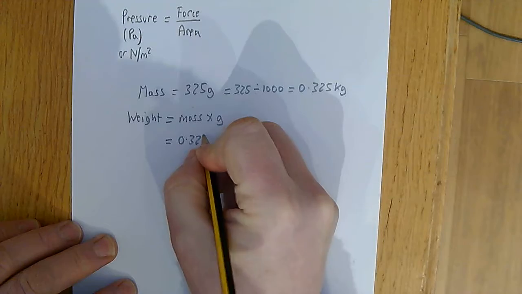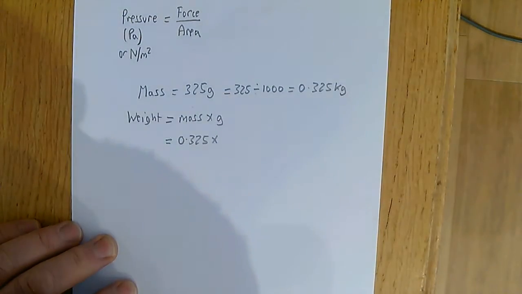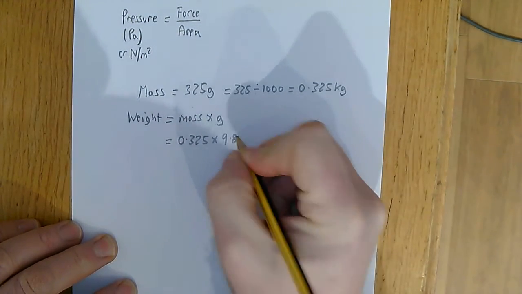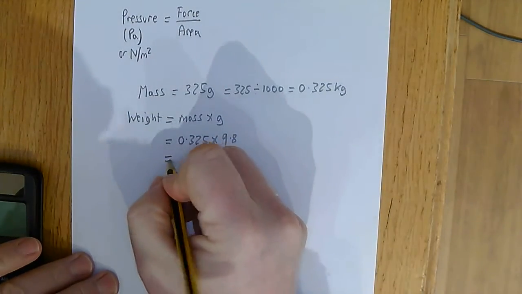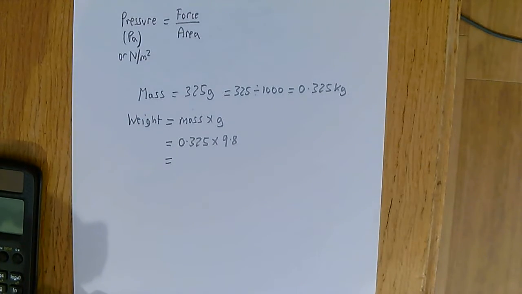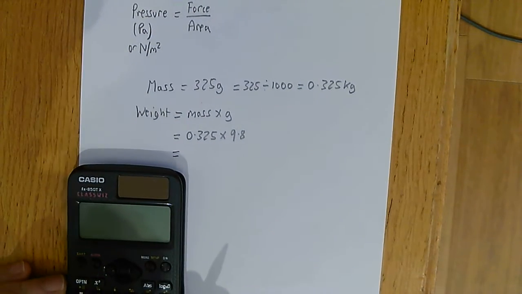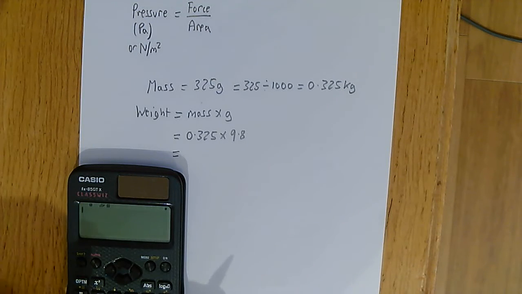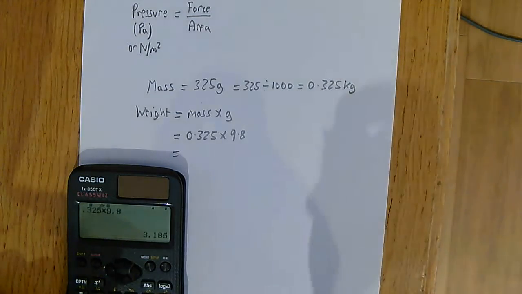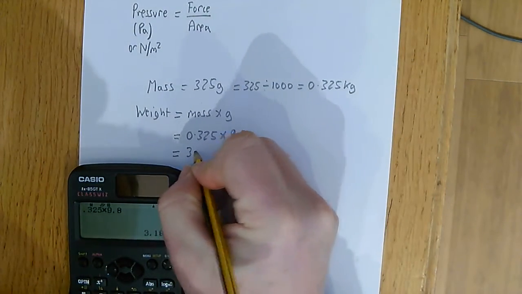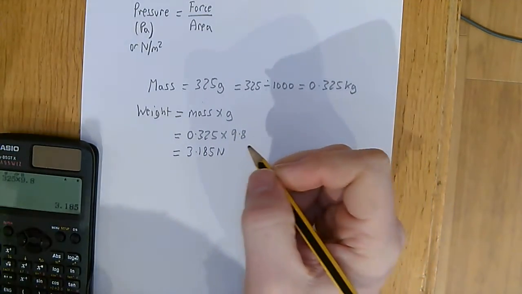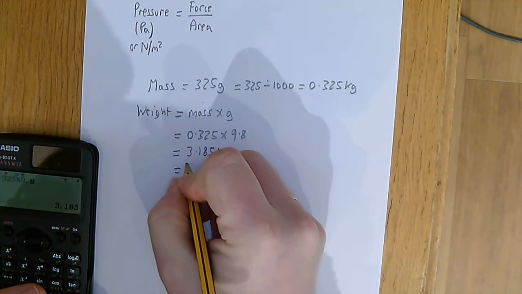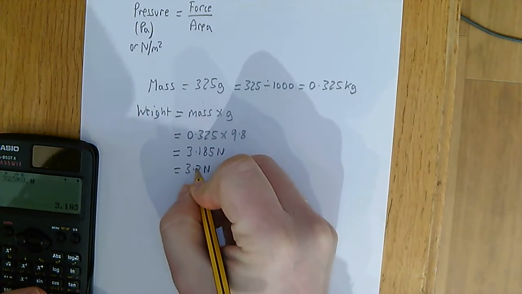Then if we want to work out the force downwards in newtons of this box full of crackers, I can multiply my mass, 0.325, by the gravitational field strength here on Earth, which is 9.8 newtons per kilogram. So we can do that on our calculators. We put 0.325 times 9.8, and we get our answer there, 3.185 newtons, and we can round that up to 3.2 newtons.